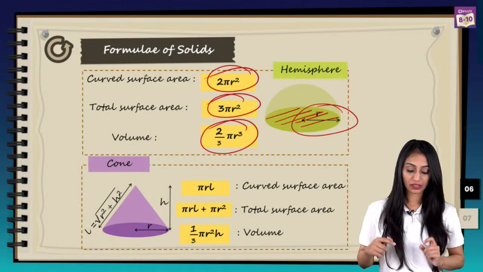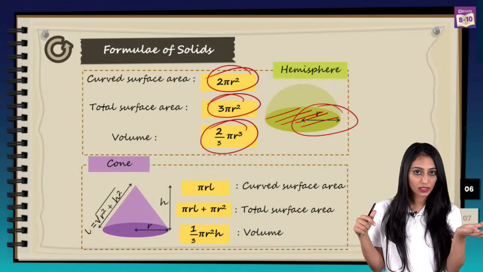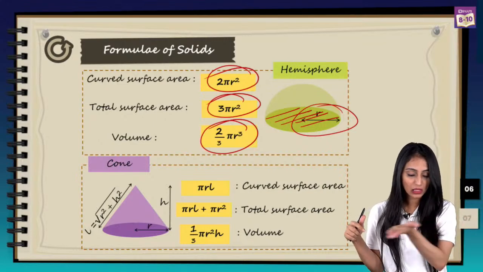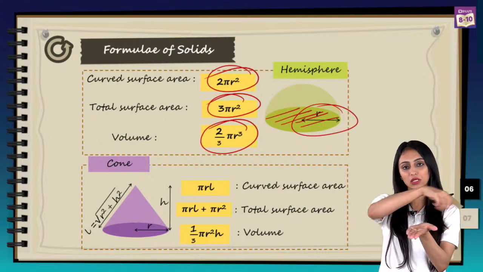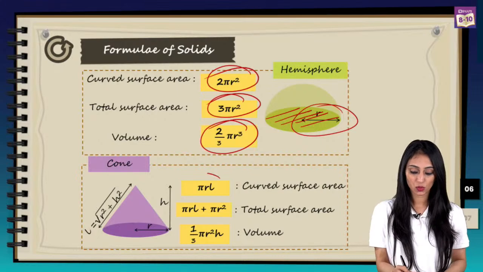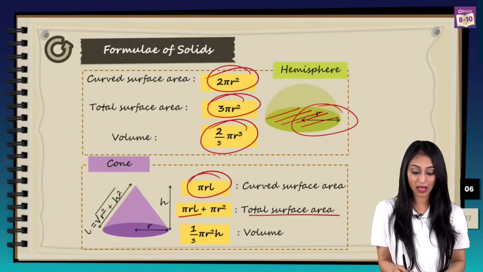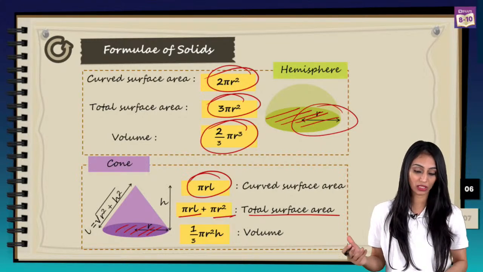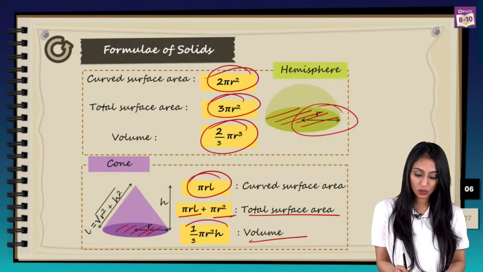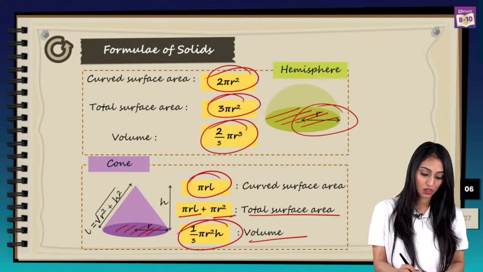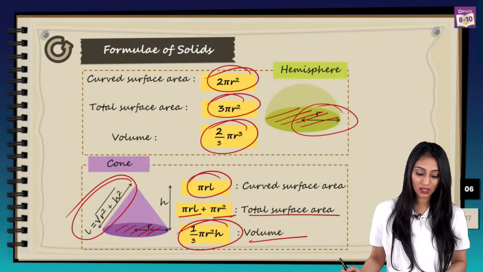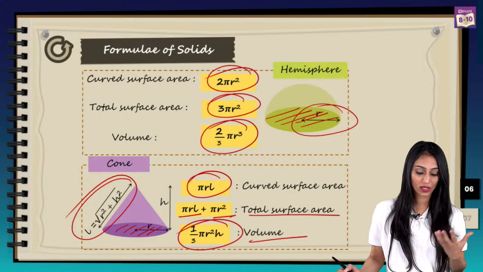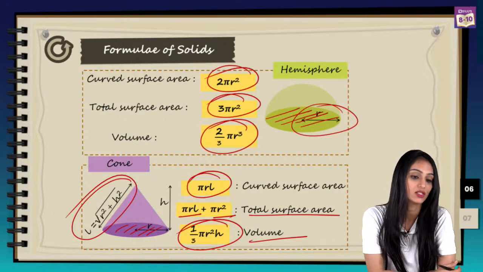Talking about the cone, when I say curved surface area, I'm not considering the bottom surface. We are only considering the curved surface. That's going to be pi r L. Total surface area is pi r L plus pi r square, because we are considering the base also, which has an area of pi r square. And volume is going to be 1 upon 3 pi r square H. So what is L here? L is the slant height, which is square root of r square plus h square.